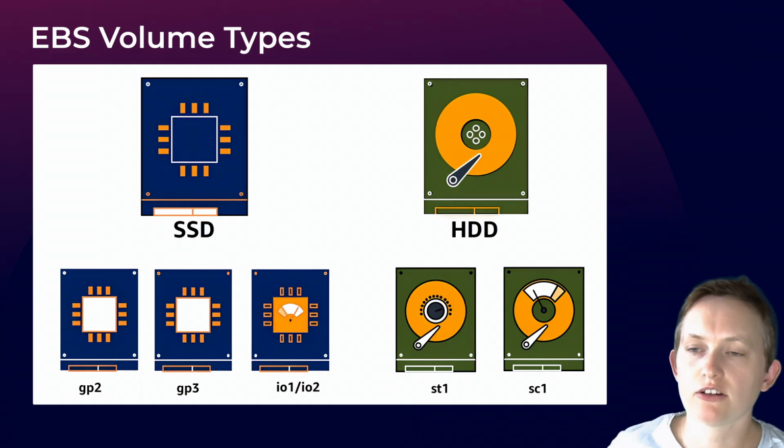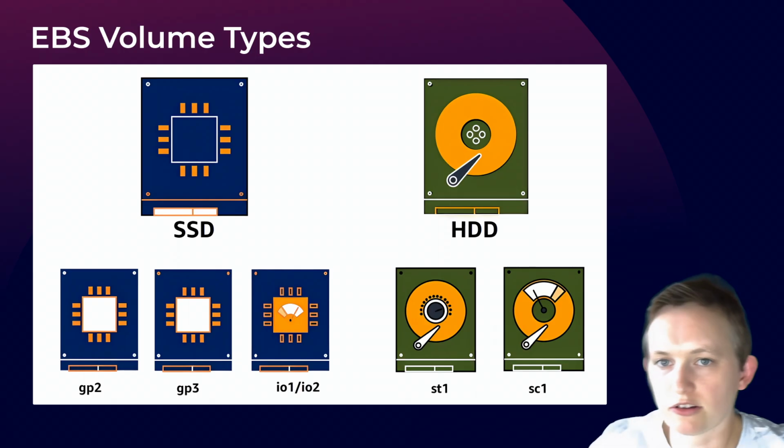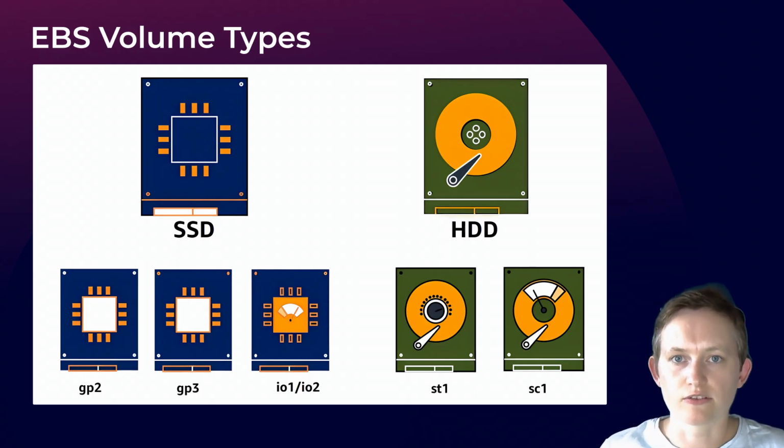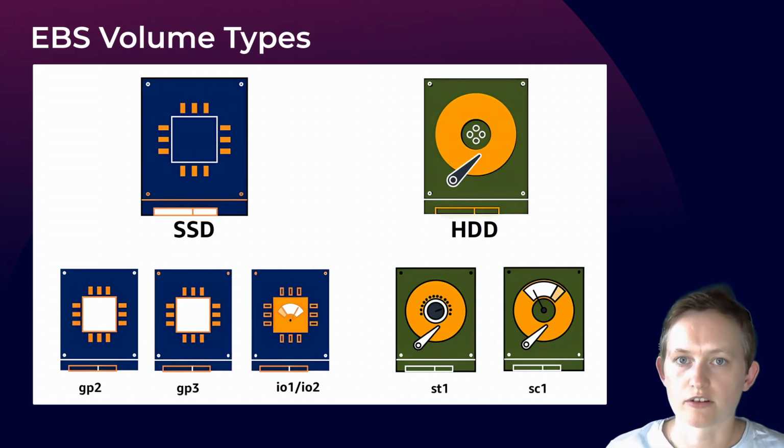Okay, so let's have a look at the actual different EBS volume types and their characteristics. Having an understanding of the different volume types and their characteristics is important when you're designing your storage solutions for the applications and workloads that you're running on EBS. EBS includes two major categories of storage. First, we've got our solid state drive, your SSD volumes, and then we have our hard disk drive, your HDD volumes.